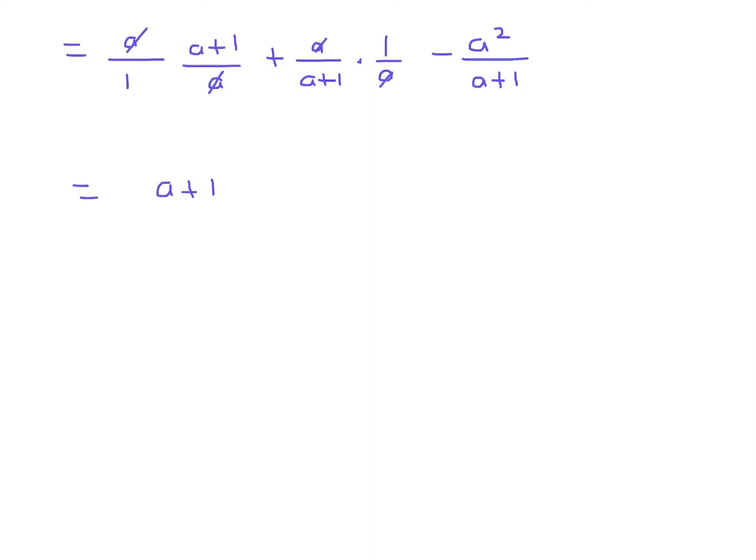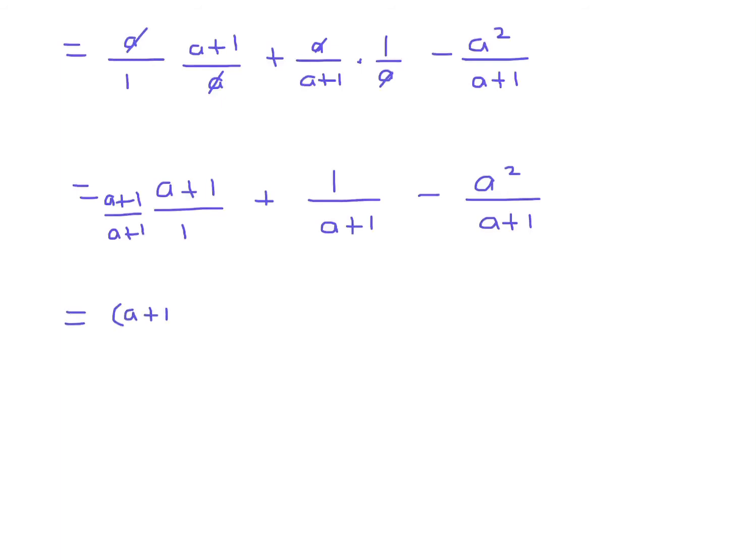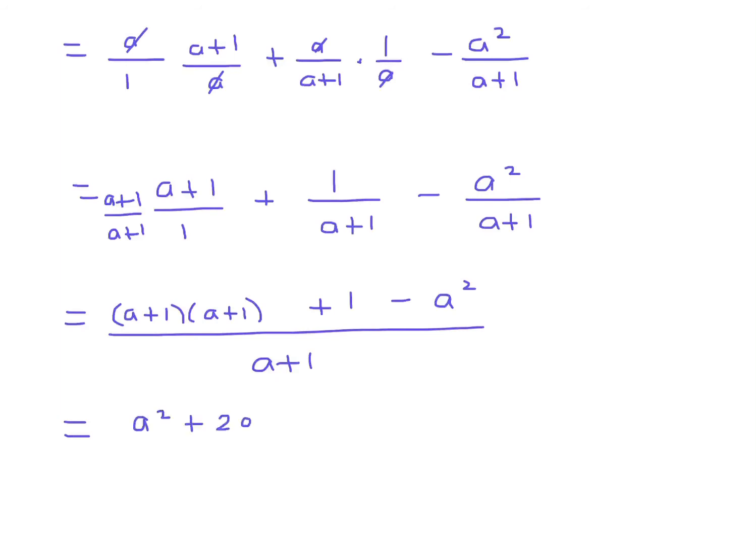so we have a plus 1 over 1 plus 1 over a plus 1 minus a squared over a plus 1. So we need a common denominator for the first fraction, so multiply top and bottom by a plus 1. So it becomes a plus 1 times a plus 1 plus 1 minus a squared all over a plus 1. And then now I'll multiply this out. So a squared plus 2a plus 1 minus a squared all over a plus 1.